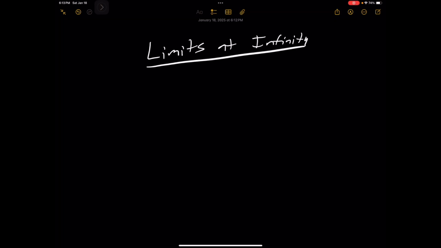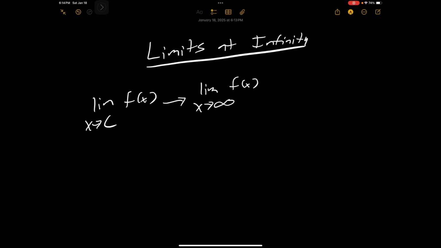Let's talk a little bit about limits at infinity. And what I mean by that is in the past we've had the limit as x approaches some c, which we've called a constant number, of f of x. Now let's take a look at what we mean when we say something like the limit as x approaches infinity of f of x.